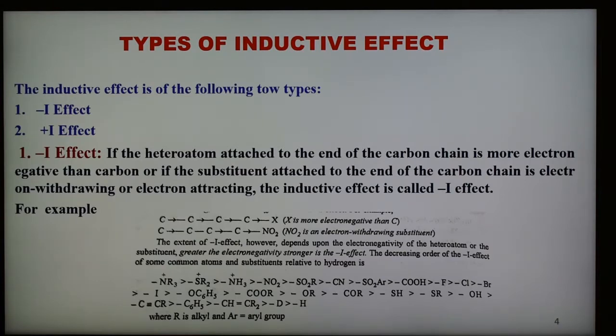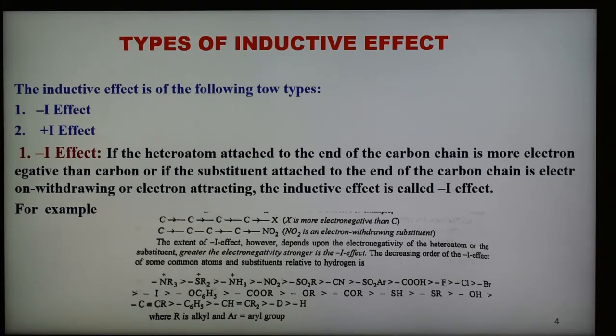And as we know, the extent of minus I effect depends upon the electronegativity of the heteroatom, that is, how electronegative it is, or on the substituent. Greater the electronegativity, stronger is the minus I effect. So the stronger the electronegative element present, the greater the electronegativity, the stronger is the minus I effect. So the minus I effect depends upon the electronegativity of the heteroatom.